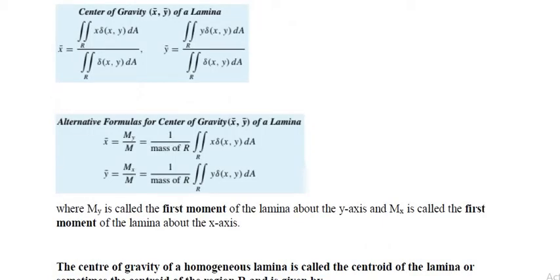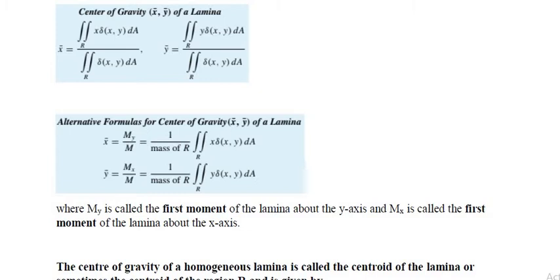Next, the center of gravity x bar, y bar of a lamina. So how to calculate x bar? X bar is equal to double integral over R x into delta of xy dA by double integral over R delta of xy into dA. And y bar is equal to double integral over R y into delta of xy dA by double integral over R delta of xy dA.